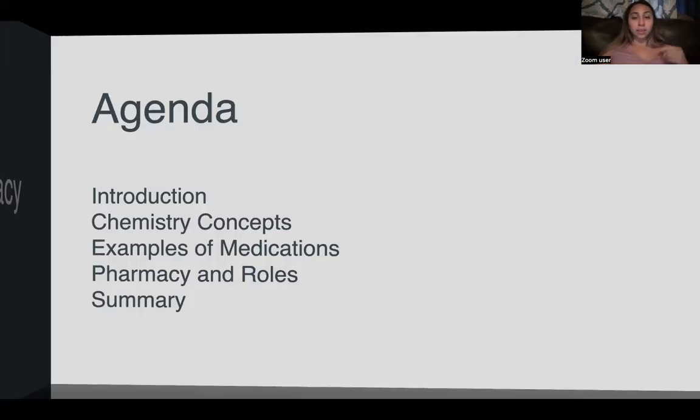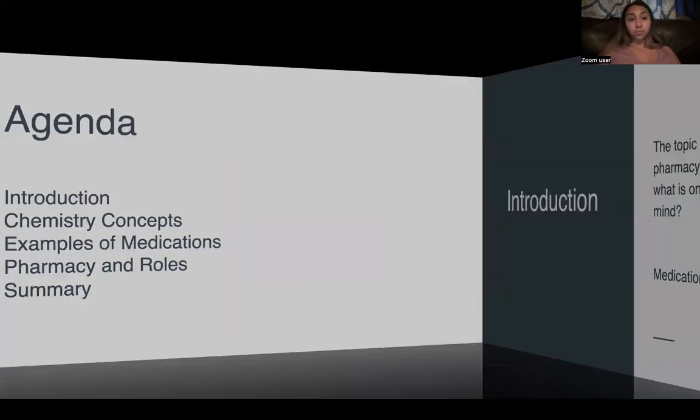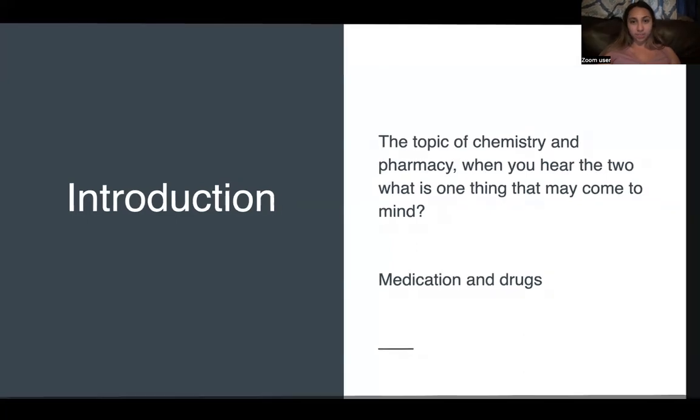So, what I would like to talk about are some introductions, chemistry concepts, examples of medication, pharmacy and its roles, and a little bit of a summary. So I would like to start off with, when you hear the two words chemistry and pharmacy, one that might come to mind are medications or even, I shouldn't say, but drugs. But this is the kind of correlation that I wanted to make with the concept of chemistry, specifically organic chemistry, and the medication and the practice of pharmacy.